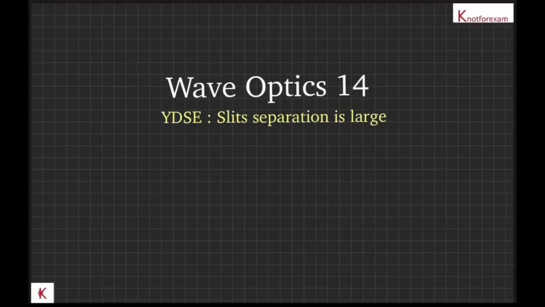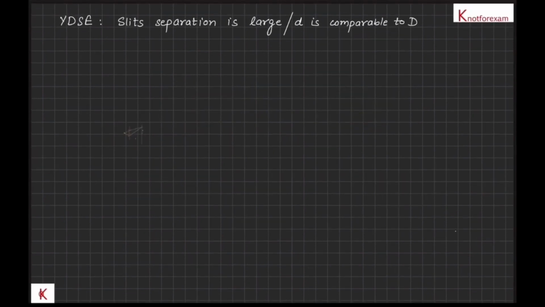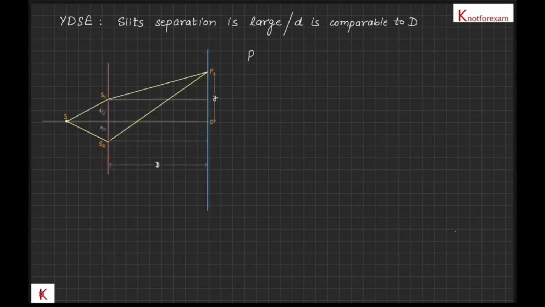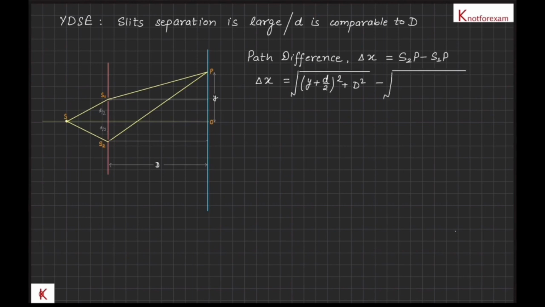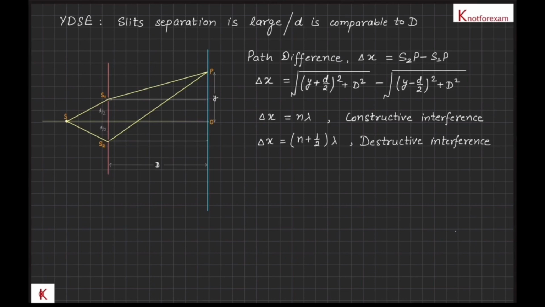And we are going to discuss YDSE when d is comparable to D. Let's take a look at the given figure. The path difference delta x, S2P minus S1P, by geometry will be equal to root of ((y plus d by 2) whole square plus D square) minus root of ((y minus d by 2) whole square plus D square), and delta x will be n lambda for constructive interference and delta x will be (n plus half) lambda for destructive interference.